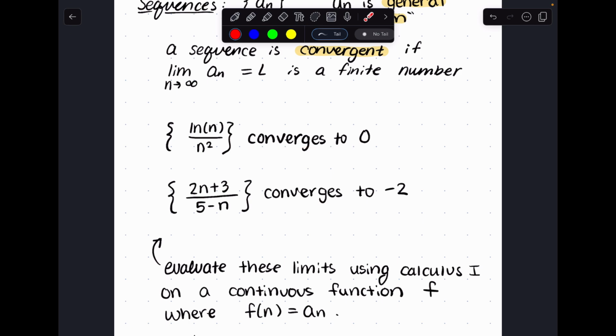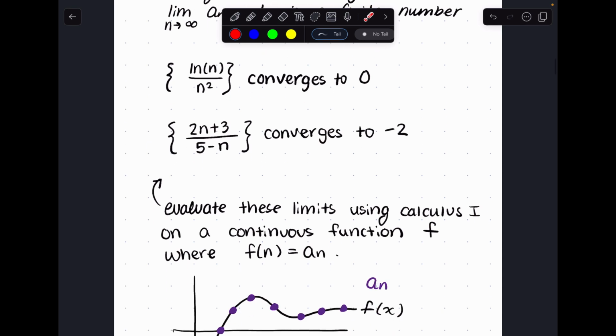Anytime we're talking about convergence of a sequence, we're just talking about where does the sequence go, and it's the same idea as limits at infinity from Calc 1. And then this sequence, if you take the limit as n goes to infinity, you find out that this sequence ends up going to -2. So we say that this sequence converges to -2.